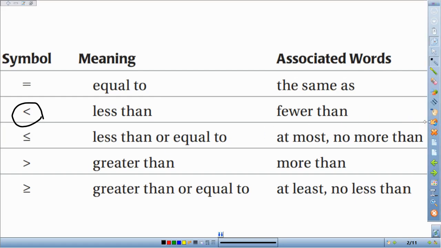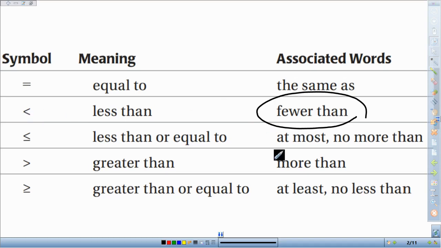Some people, you know, like the old school trick, the mouth, where you think of this as eating. If we have a number here and a number here, this is saying that x is less than y, because the mouth wants to eat y, the bigger thing. If you want to think of it that way, that works. But the big thing on this slide is the associated words. If I'm supposed to use a less than symbol in a word problem, here are some ways it'll be represented. Fewer than. They're saying something is fewer than another thing.